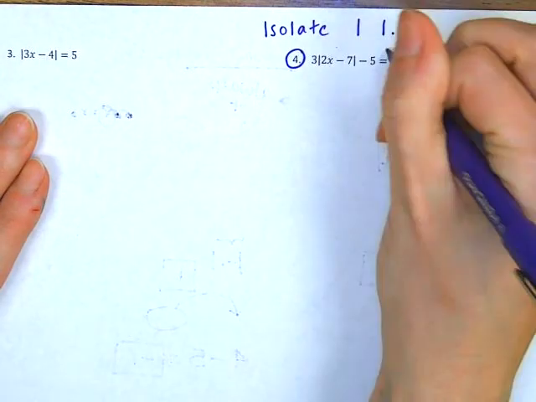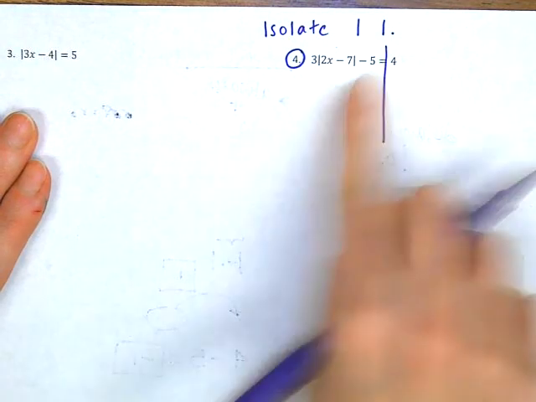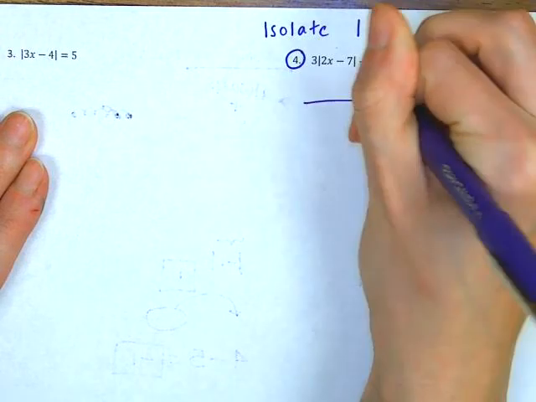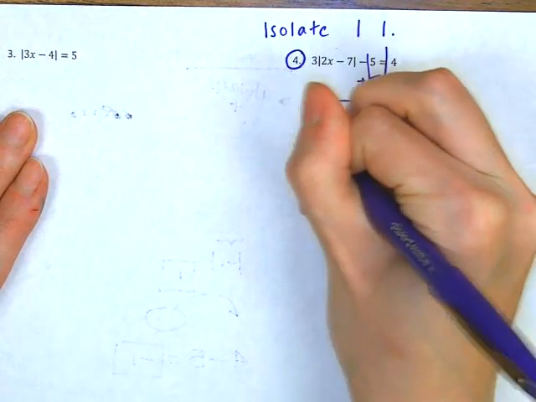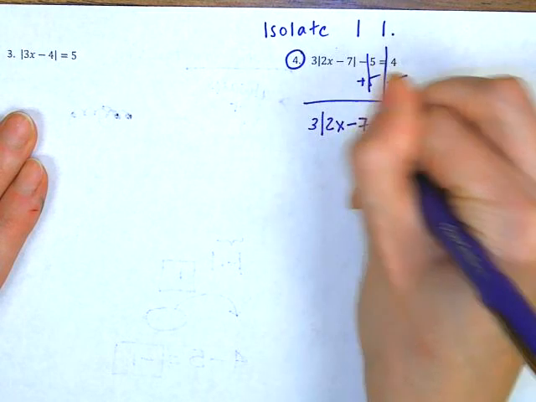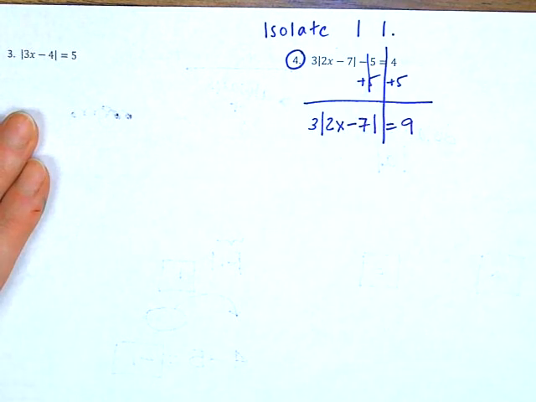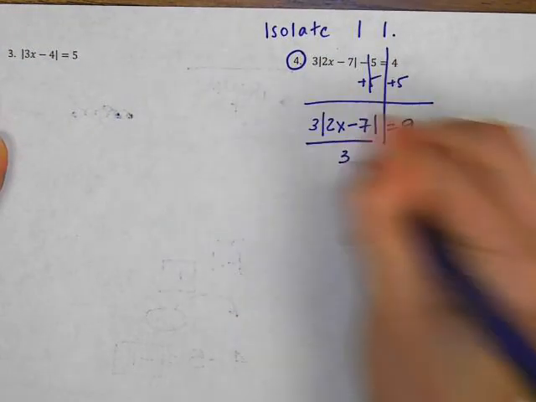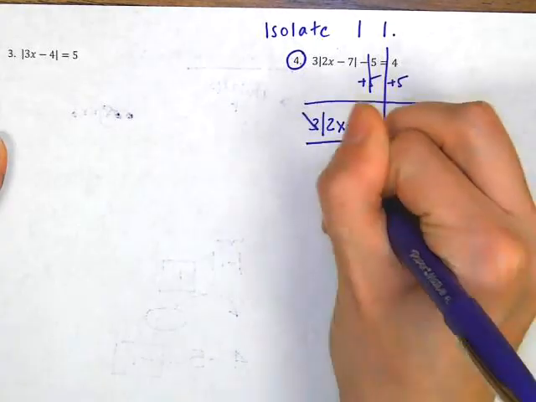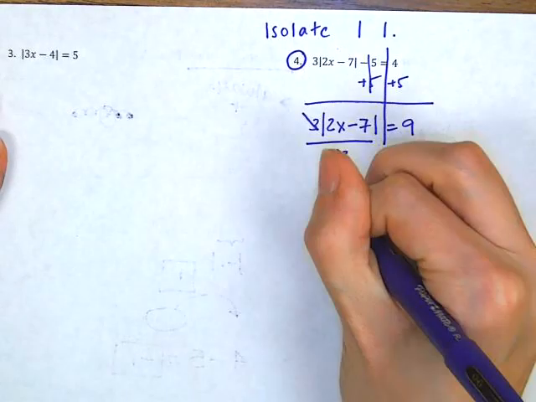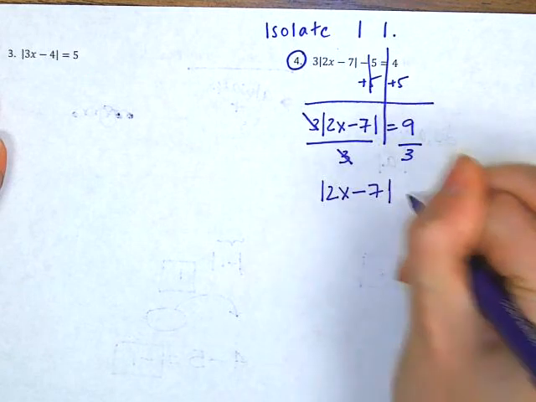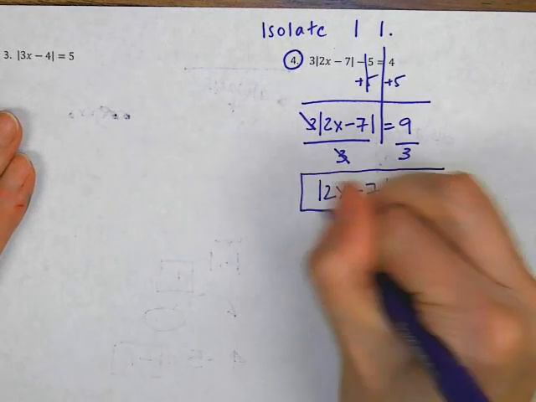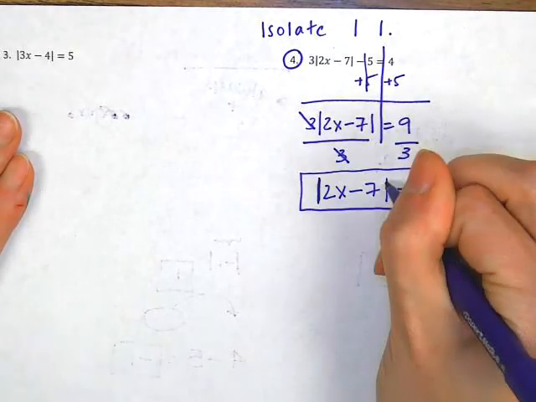Okay, so let's draw our wall. Let's isolate first. If you were to isolate, you would add 5 first. And then we get 3 times the absolute value of 2x minus 7 equals 9. We're still not isolated. We need to divide by 3 to totally isolate. So it's going to be the absolute value of 2x minus 7 equals 3. Now that we're isolated, so isolate means you need the bars to be alone.